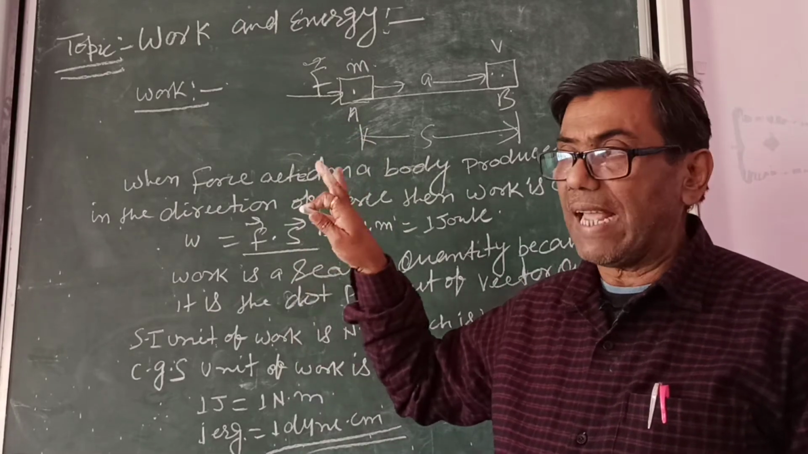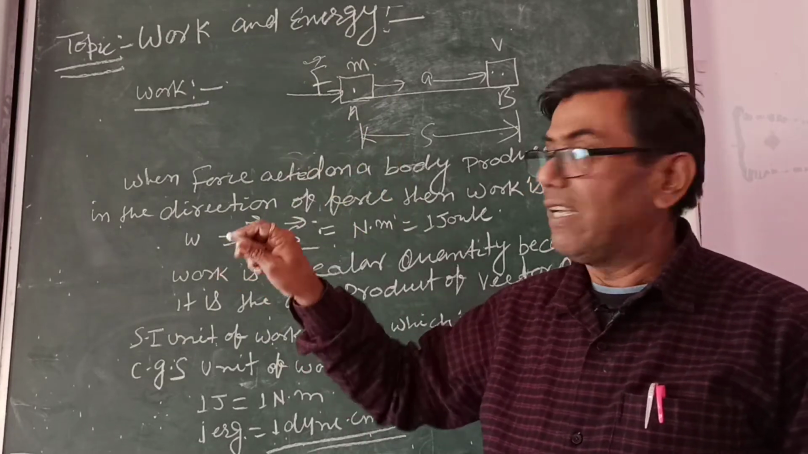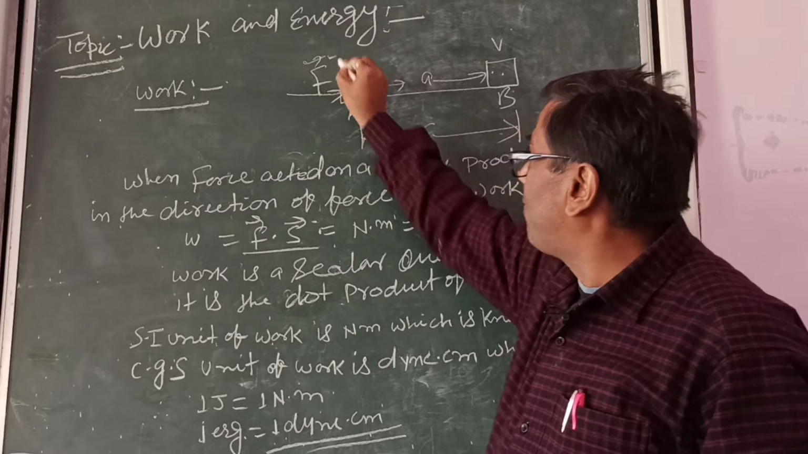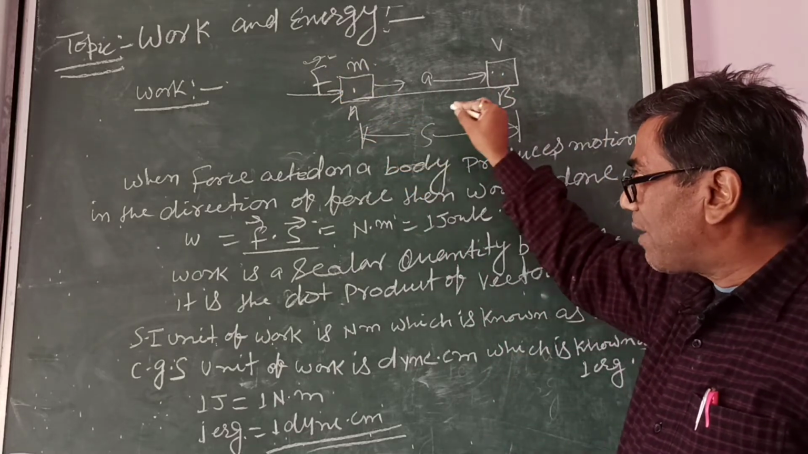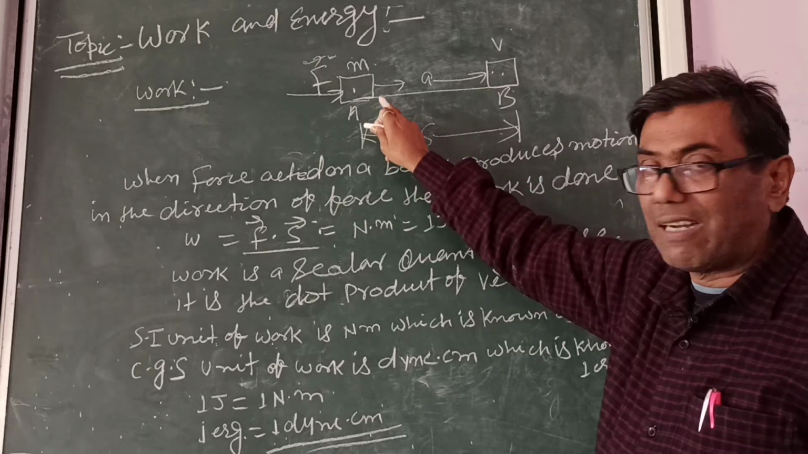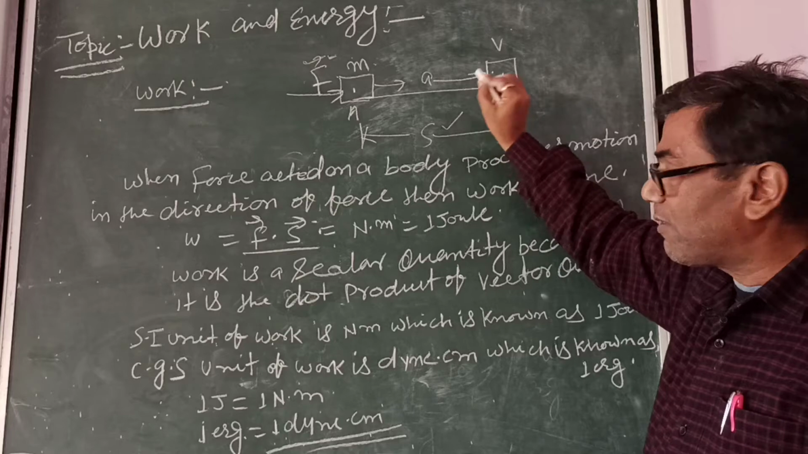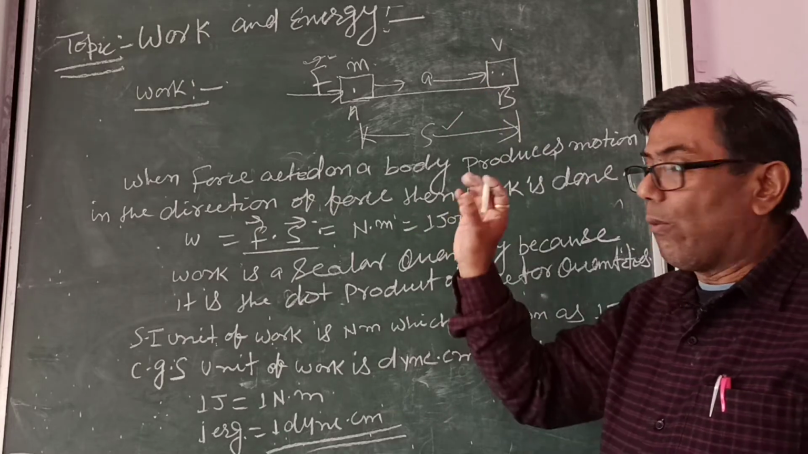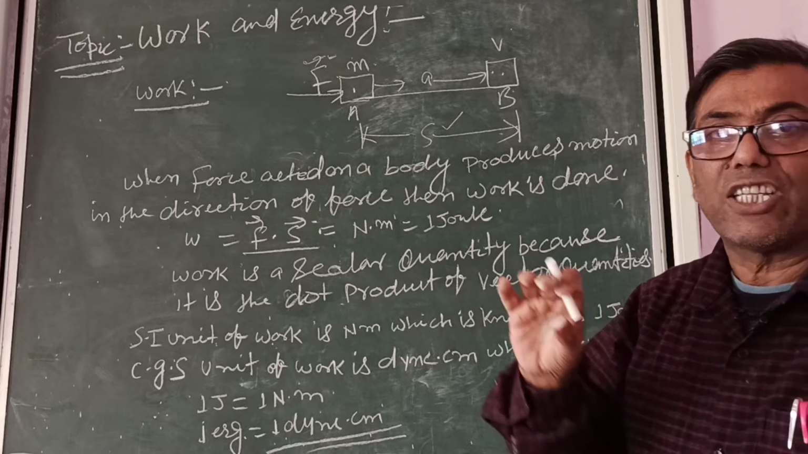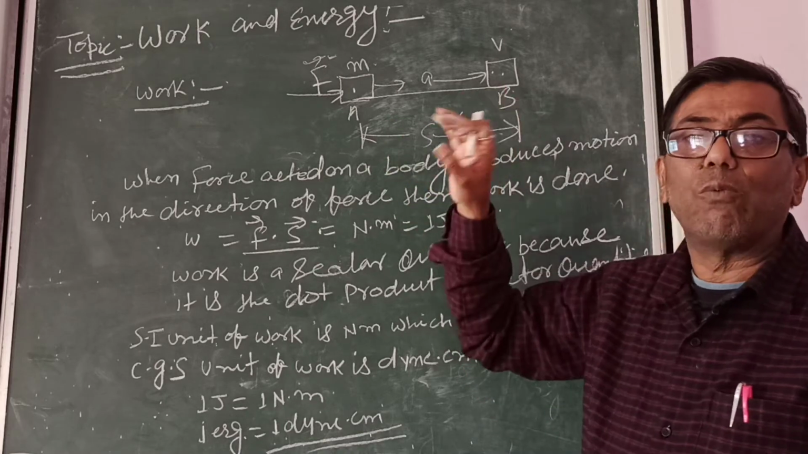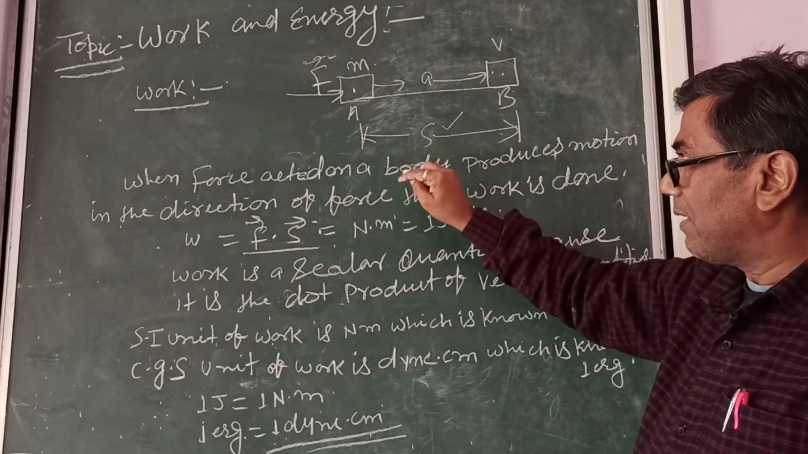When a force acts on a body and this body changes its position in the direction of the applied force from A to B, then it produces motion and covers the displacement A to B, which is denoted by S. So, when a force acts on the body and produces motion, the body is said to have work done.